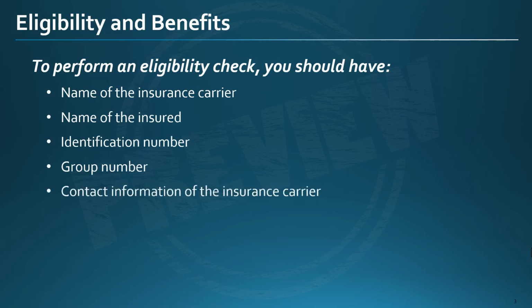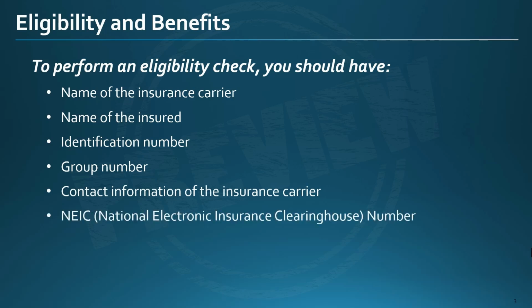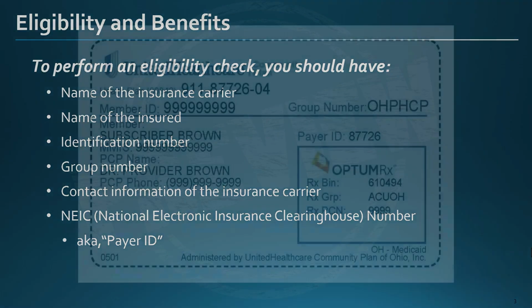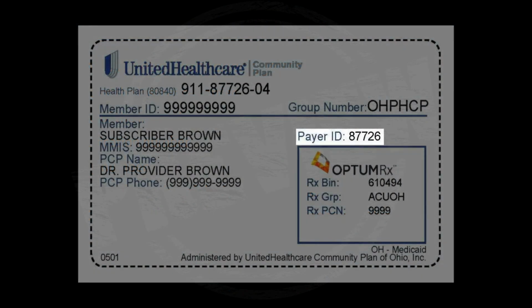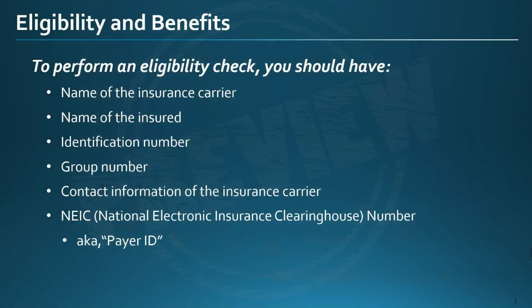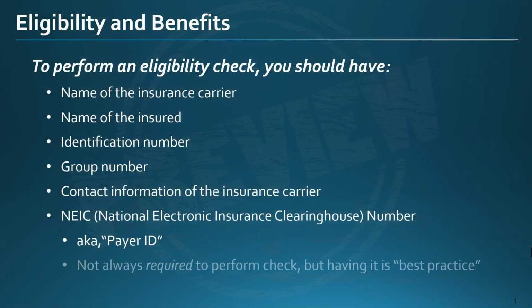Another key piece of information to look for is the NEIC number, which stands for the National Electronic Insurance Clearinghouse number. This number is also referred to as the payer ID. The NEIC number helps identify the patient's insurance carrier within the electronic clearinghouse systems and ensures that eligibility checks are routed to the correct payer. You can usually find this number printed on the back of the patient's insurance card or within the practice management system's insurance database. While it's not always required for basic eligibility verification, having it on hand is a best practice for smooth communication with the insurance carrier.